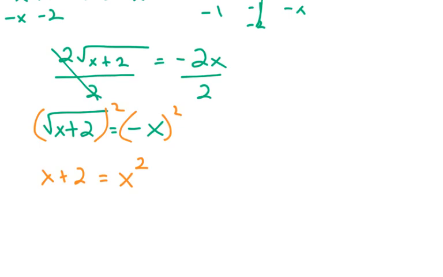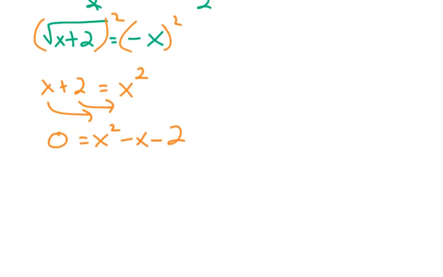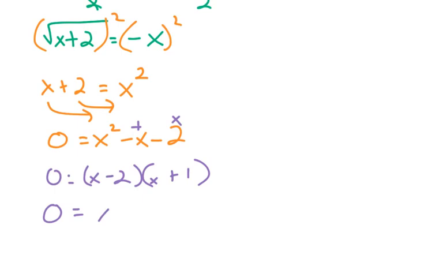Okay, now we've got a quadratic. Let's get everything to one side. Let's move the x this way, the 2 this way, so we'll have 0 equals x squared minus x minus 2. Okay, can this be factored? The answer is yes. We need two numbers that multiply together to get negative 2 and add together to get negative 1. Those two numbers are negative 2 and positive 1. So x minus 2 times x minus 1, which gives me my solutions of x equals 2 and x equals negative 1.